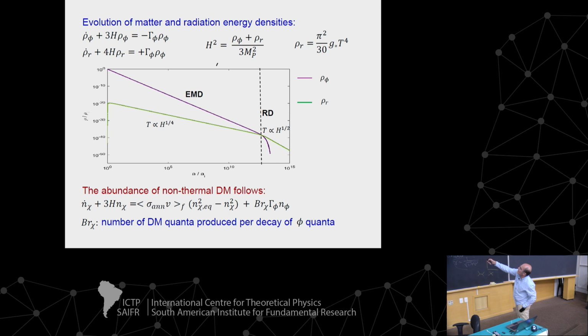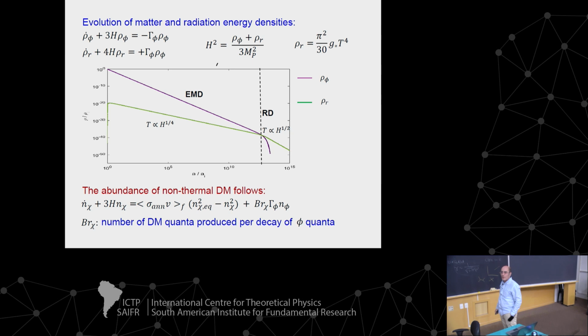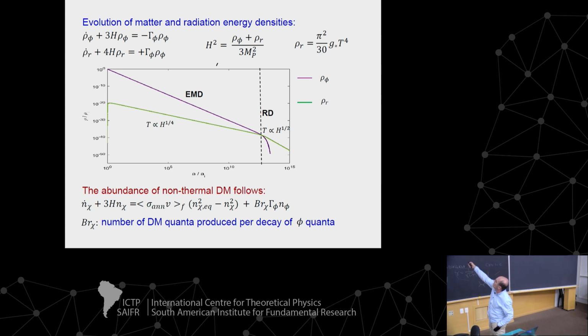So this is like a continuous process. The entropy is being injected continuously. That's why temperature changes very slowly as compared to the radiation domination. Or, if you will, you can make an approximation that all of the entropy is dumped at this point. So that's the whole point.